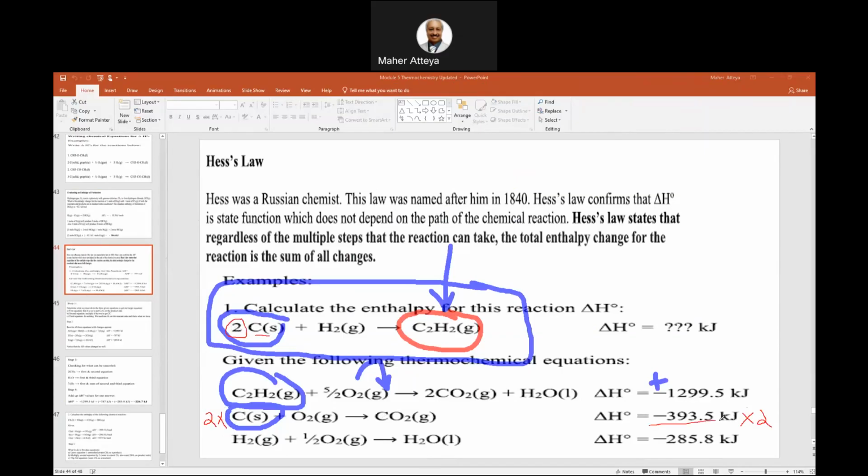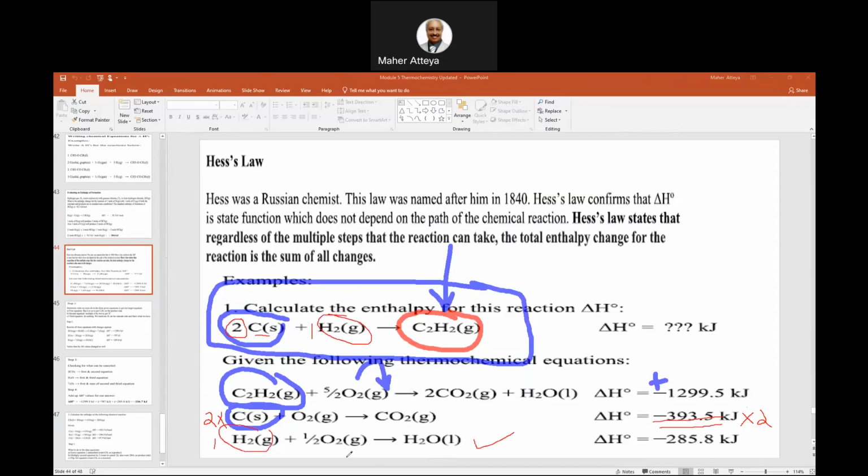This one remains negative. So here, this one is negative because I did not change anything. I did not flip. Let's look at the third one. The third one here, hydrogen is a reactant, and it's 1 mole, 1 mole. So I keep this one untouched.